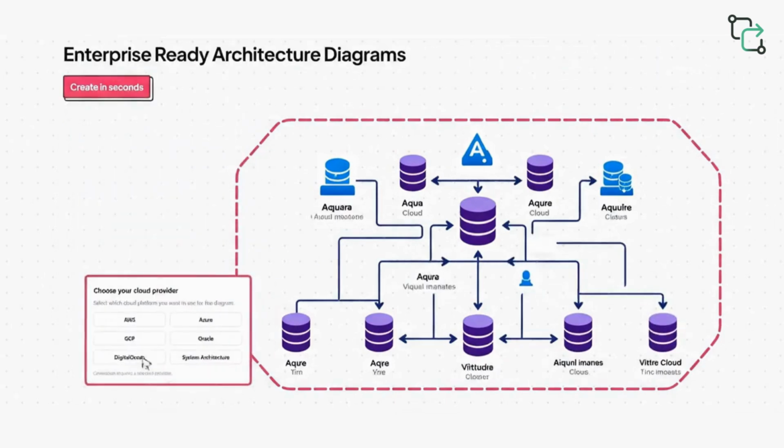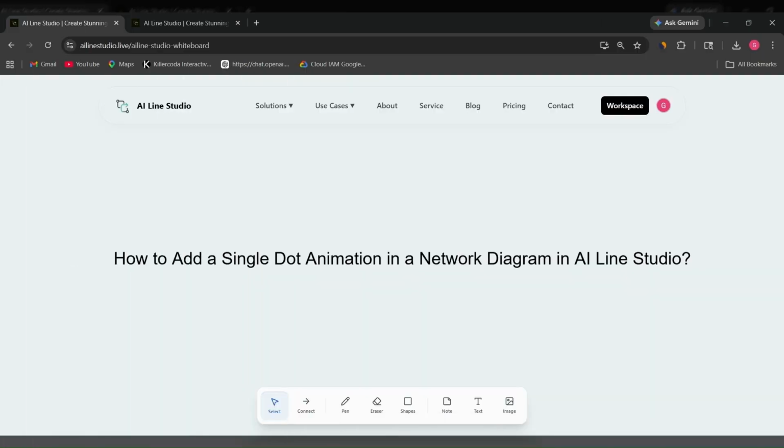Clear, structured, production ready. Hello everyone, welcome to AI Line Studio tutorial 91, and today's topic is how to add a single dot animation in network diagram in AI Line Studio.